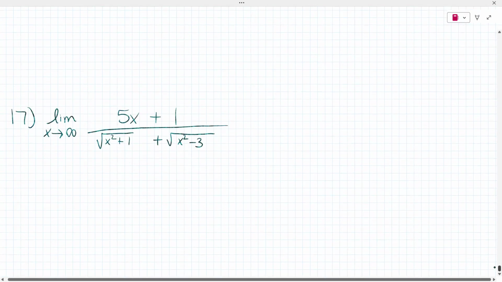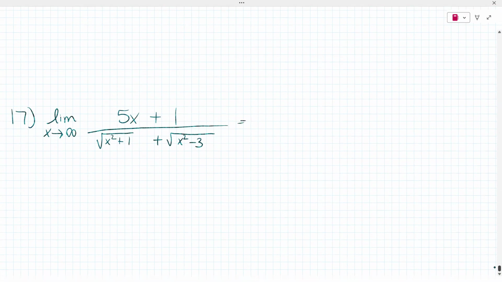So 17 says, what is the limit as x approaches infinity of 5x plus 1 over this mess? Square root of x squared plus 1 plus square root of x squared minus 3. So on the numerator, the highest term is still 5x. On the bottom, I'm going to just take the square root of x squared. I don't care about the 1 because that's not going to give me a high power. So what is the square root of x squared? It is x. Plus, what is the square root of x squared over here? That's also x. I don't care about the negative 3.